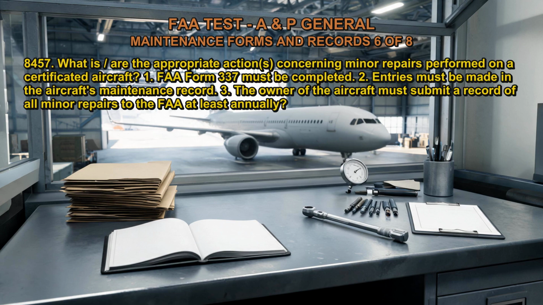8457. Which are the appropriate actions concerning minor repairs performed on a certificated aircraft? 1. FAA Form 337 must be completed. 2. Entries must be made in the aircraft's maintenance record. 3. The owner of the aircraft must submit a record of all minor repairs to the FAA, at least annually. A. 2. B. 2 and 3.